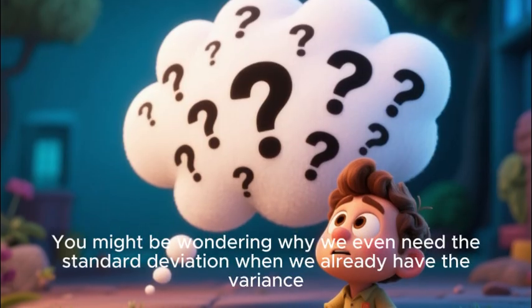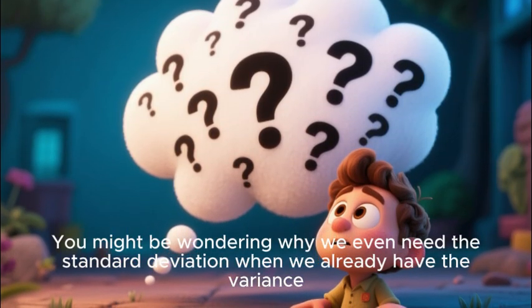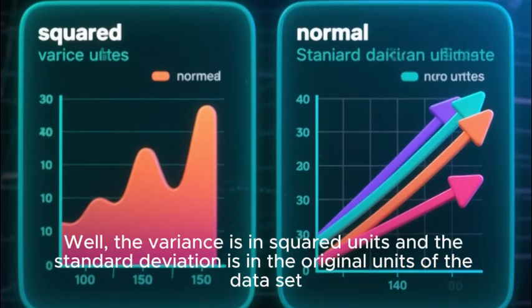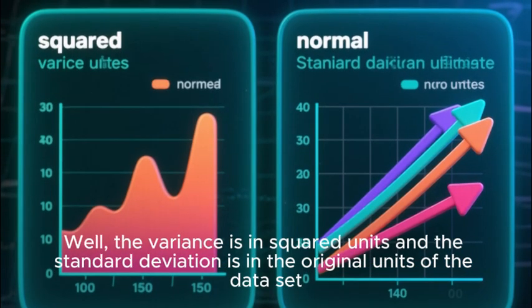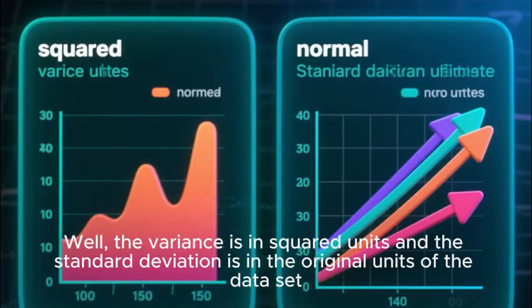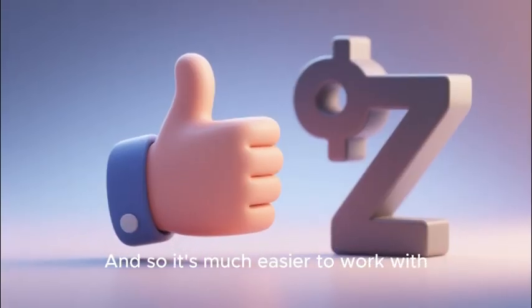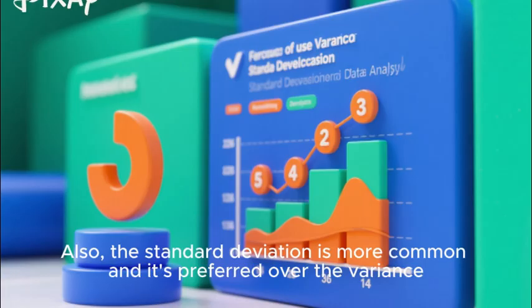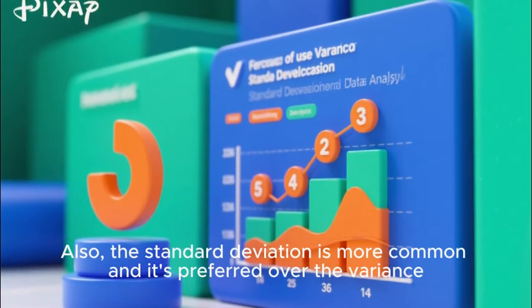You might be wondering why we even need the standard deviation when we already have the variance. Well, the variance is in squared units and the standard deviation is in the original units of the data set. And so it's much easier to work with. Also, the standard deviation is more common and it's preferred over the variance.